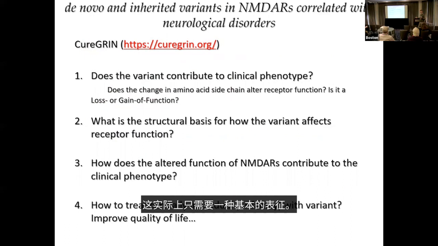When these are first identified in patients, there are four general questions we always want to ask. The first one is, does the variant contribute to the clinical phenotype? This entails basic characterization of whether, especially for missense mutations, that change in the amino acid side chain changes the function. Is it a loss or gain of function? There's also the structural question: what's the structural basis for how the variant causes alterations in receptor function? But what I'm going to talk about today are these two topics here, mainly this one. The question is, how does the altered function of the NMDA receptor contribute to the clinical phenotype? And two, how do we treat clinically the individual or family with the variant?